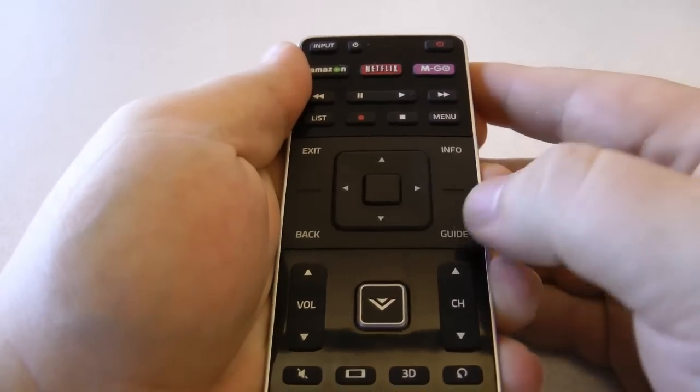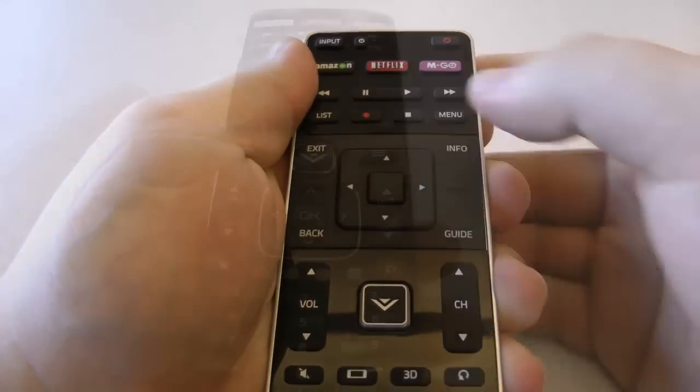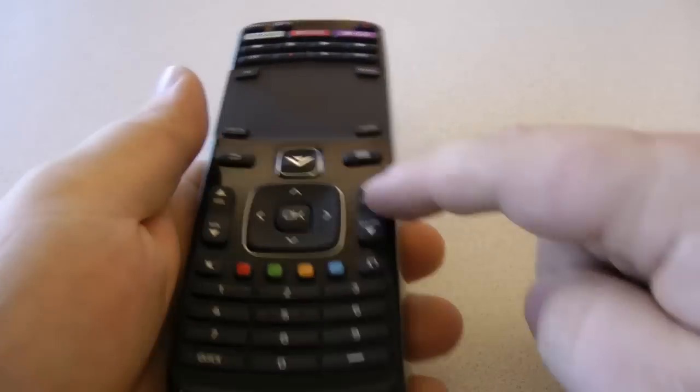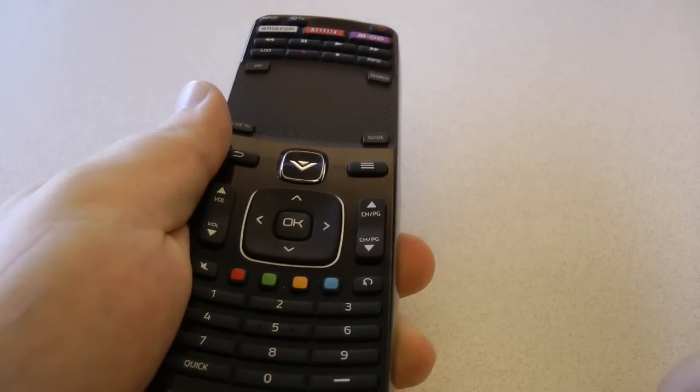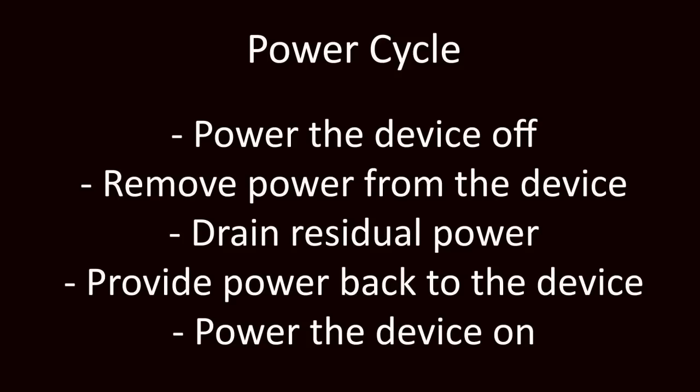Sometimes electronic devices become unresponsive, appear to be frozen or hanging, or just don't seem to be working correctly. In these cases, a power cycle might help. When you power cycle a remote, you remove power from the remote, drain residual power, and then add power back to the remote. These actions will typically reset the remote.